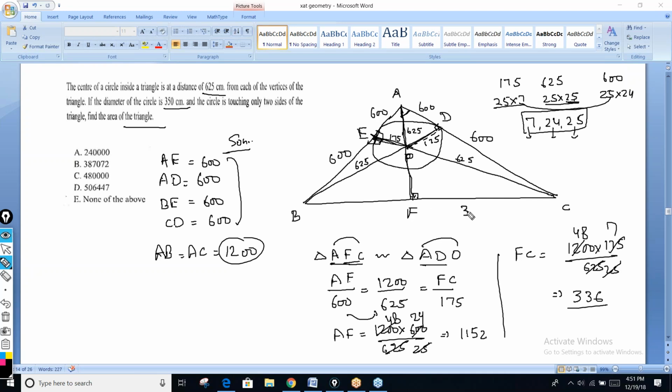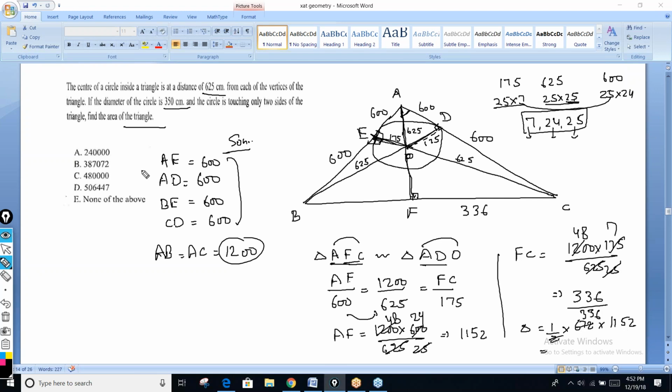FC we know, AF we know. What is the area? Area of the triangle is half base into height. Half base will be double of that, 672, into height. Height is AF, which is 1152. So 336 into 1152 is the answer.